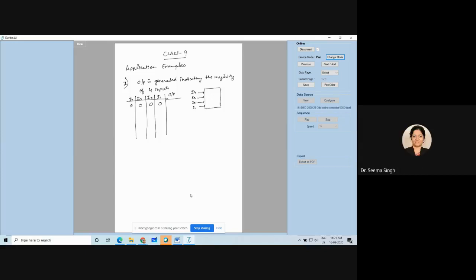Anybody else has any other answer than 4? Output will be only 1. Okay. And what does this output say? This output bit should be high if the majority of the inputs become high. The question says output is indicating the majority of 4 inputs. So if the majority of the 4 inputs become 1, then the output should be high.